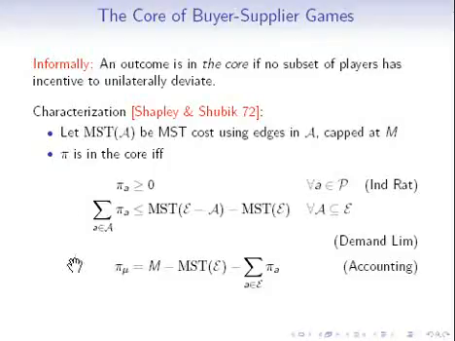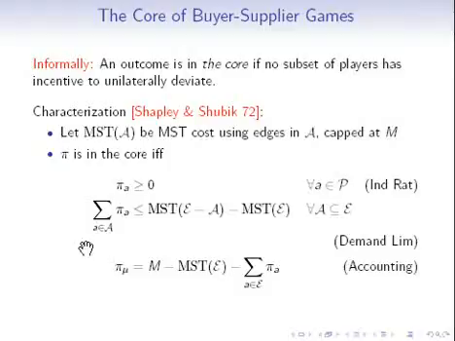So here's the characterization of the core, and let's interpret it for a second. This first equation says that the payoff that each player must get must be bigger than or equal to 0 for all players. Now, this is simply an individual rationality constraint saying that no player is going to play a game where they know that they're going to get a negative payoff.